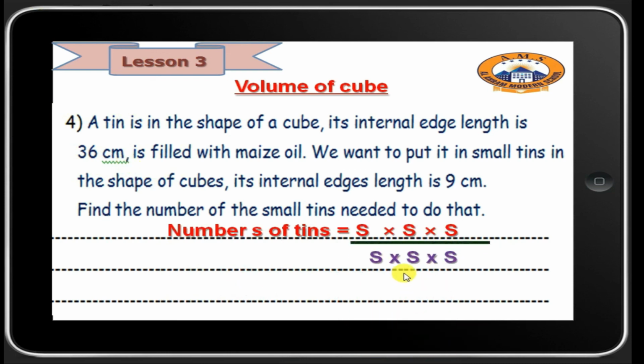I'm going to calculate the volume of the first one because it's in the shape of a cube. So the volume equals side times side times side, and the second one is also in the shape of a cube, so the volume also equals side times side times side. So here I'm going to put 36 times 36 times 36 over 9 times 9 times 9. By using your calculator, the answer is going to be 64 tins. This is the number of tins that you're going to need to put it in small tins.